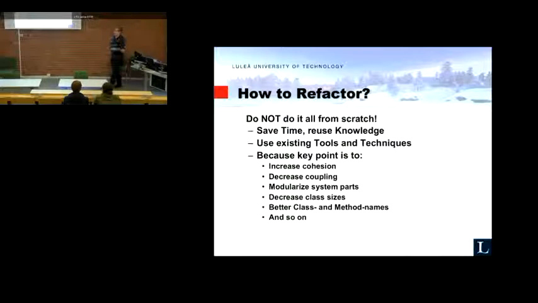And the idea with refactoring, of course, is to increase cohesion, decrease coupling, modularize the system parts, all those things, decrease the class size, better names for things. So these are all the metrics that we've gone through in both this course and the project course, right? So these should be familiar to you by now. And they return over and over again because they're important. They affect the way you do coding.